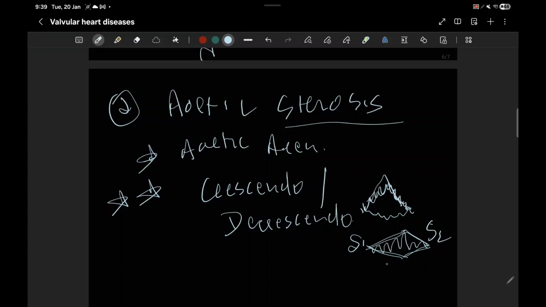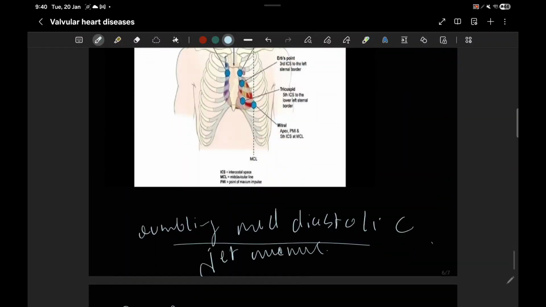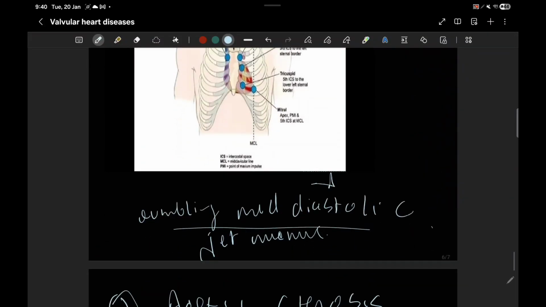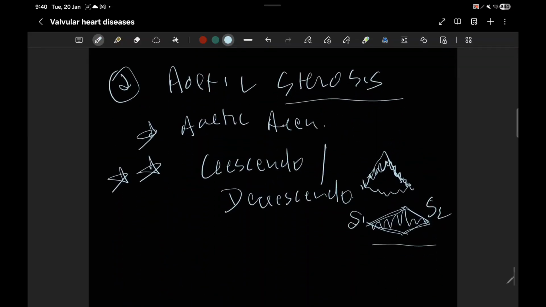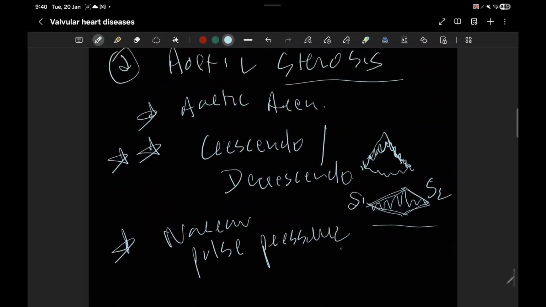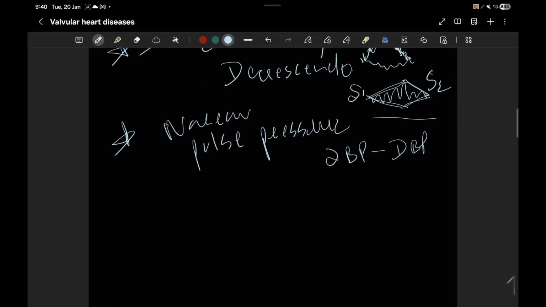So in the systolic phase, guys, in regurgitation, which is a backflow, in which phase does it come? Aortic regurgitation is in the early diastolic phase, and stenosis is in the systolic phase. Now there are some extra features: in stenosis there will be a narrow pulse pressure, meaning the difference between the systolic blood pressure and diastolic blood pressure will be narrow in aortic stenosis. Okay, this is about aortic stenosis.